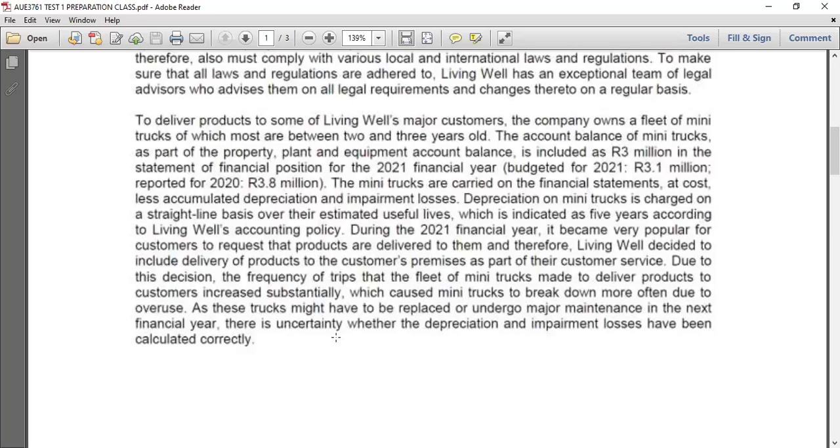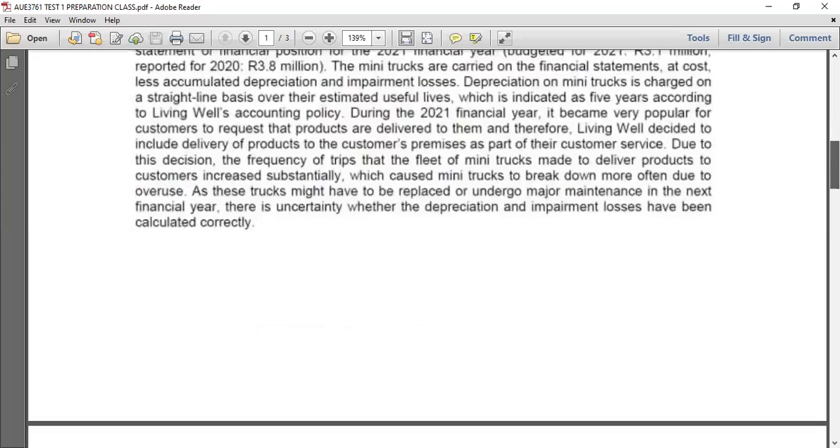So when you are expressing such a risk under financial statement, make sure that you don't state maybe mini trucks and stuff like that. You just say there can be a problem with estimates, right?